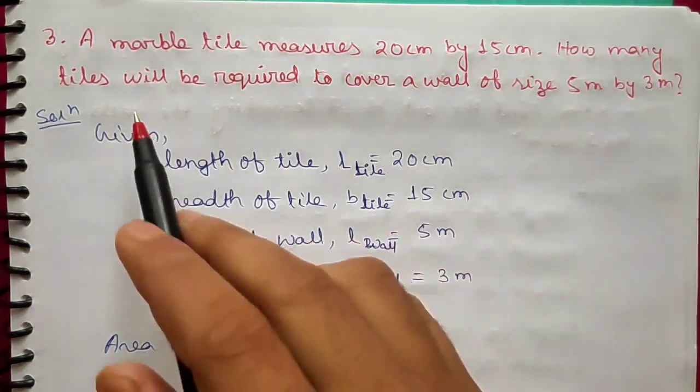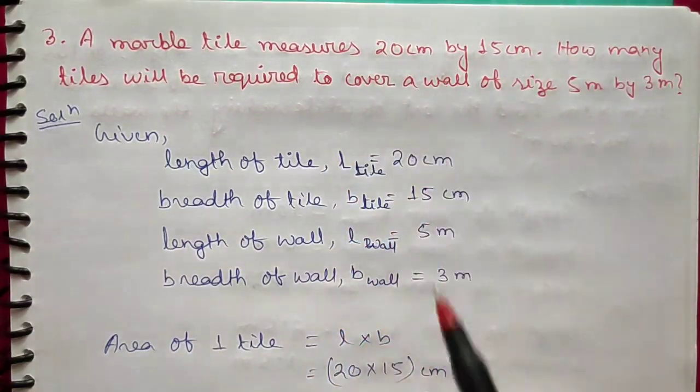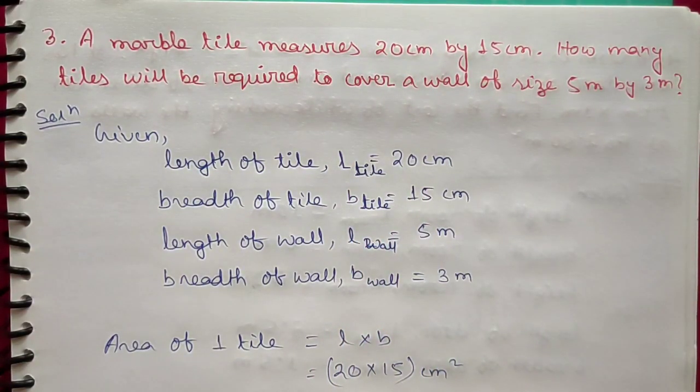What is asked? How many tiles are required? So we have to find how many tiles will be required of these dimensions. Okay, so for this we have to divide area of wall by area of one tile.